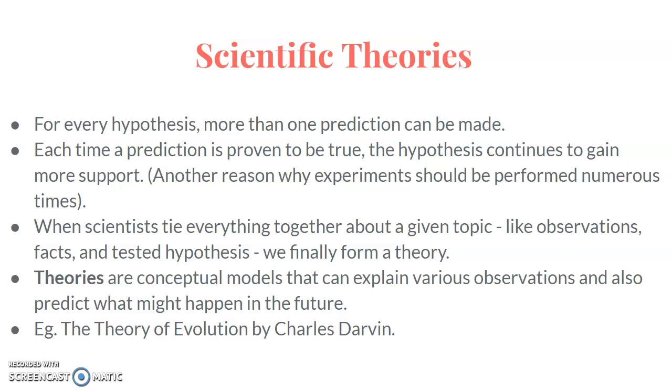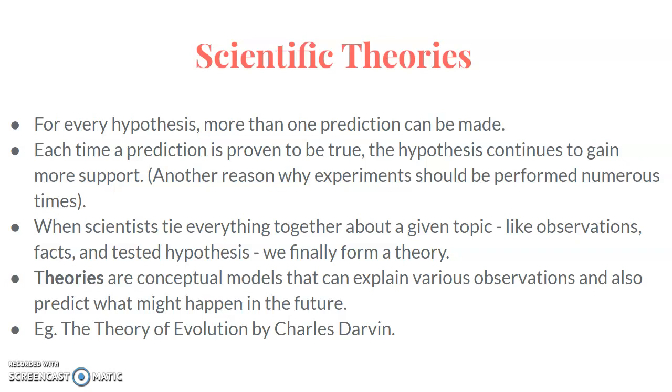And each time a prediction is proven to be true, the hypothesis continues to gain more support. Another reason why experiments should be performed numerous times, right? We want to make sure that we did not obtain a certain result by chance or by luck or other factors like these. We want to make sure that this is the same result that we will have no matter how many experiments we perform, right? And when scientists tie everything together about a given topic, like observations, facts, tested hypotheses, we finally form a theory.